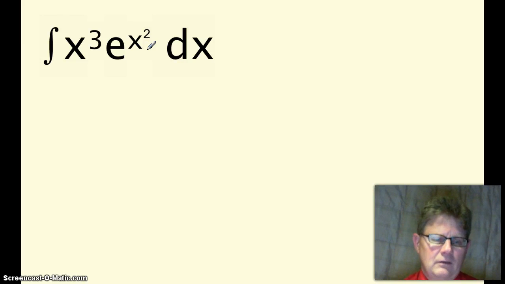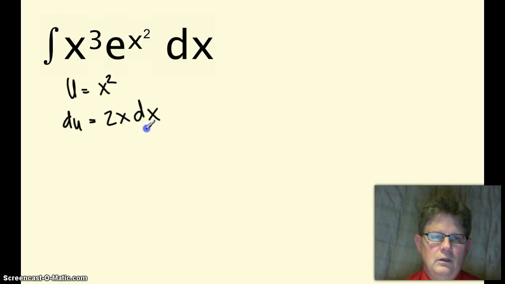We're going to use a substitution, make this a little bit easier. We want to make that exponent so that it works a little bit better for us. So our u is going to be x squared. Our du, 2x dx. Hey, wait a minute. We definitely don't have a 2. So we'll change this to 1/2 du equals x dx.